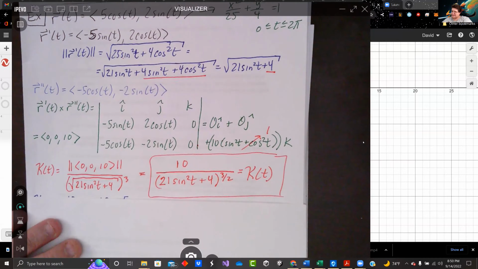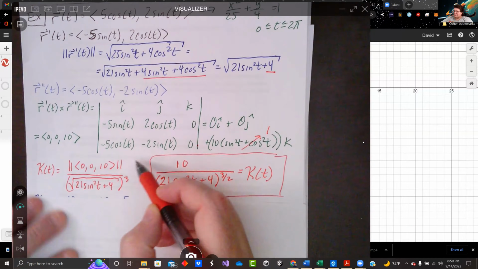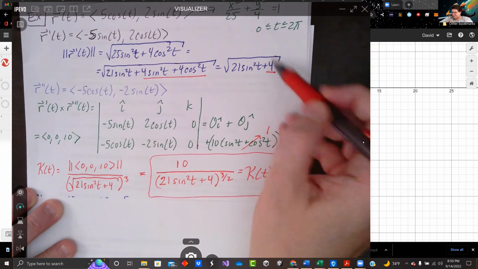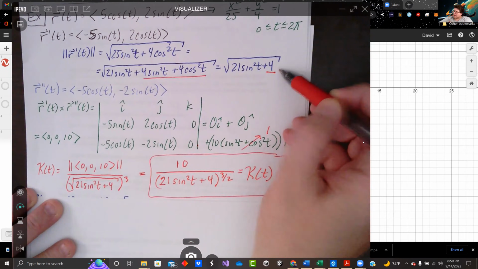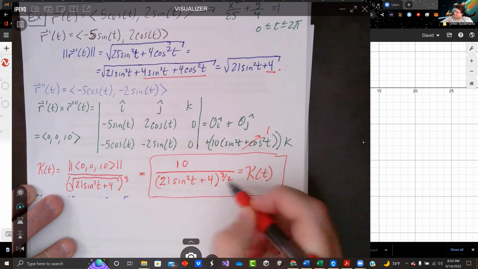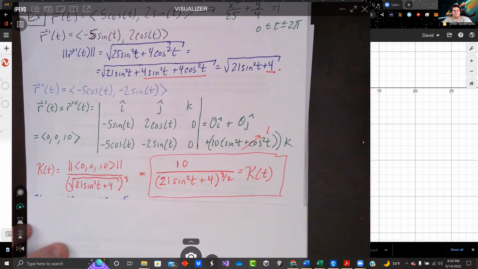But we have kappa of t is the magnitude of that last component right there, divided by the magnitude of r prime cubed. We've got the magnitude of r prime right here. So we cube it, and since there was a square root, we're going to write it as to the 3 halves. This is kappa of t.